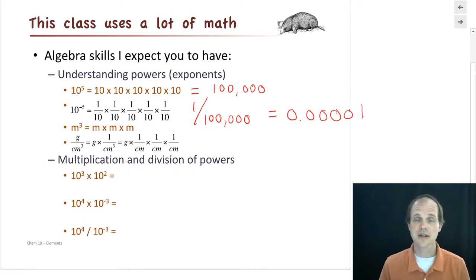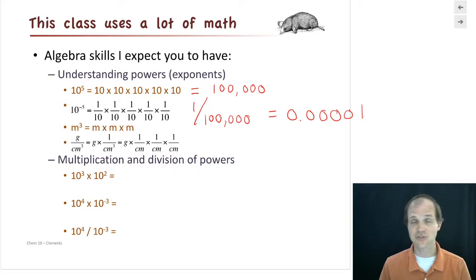We also use exponents for units in chemistry quite a lot. So instead of saying just 10 to the 5th, we also say things like meters, m cubed. So we've got m to the 3rd, and that just means the same thing. 10 to the 5th means multiply 10 5 times. M cubed means multiply m, which is meters in this case, 3 times. So meters cubed is m times m times m.